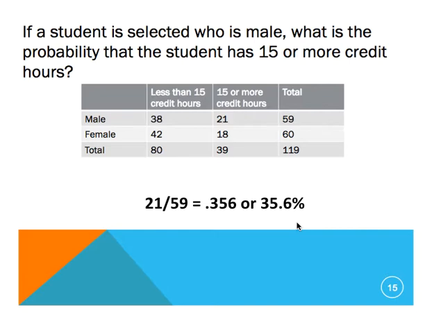So it says if a student is selected who is male. So that tells me right away that I selected someone who is male. And then out of the males, what is the probability that a student has 15 or more credit hours? So again, we're looking out of that total of 59, and we're looking to see 15 or more credit hours out of the 59.